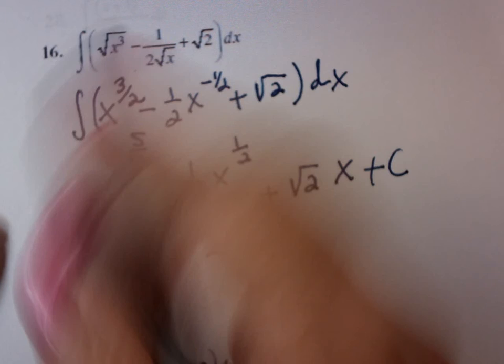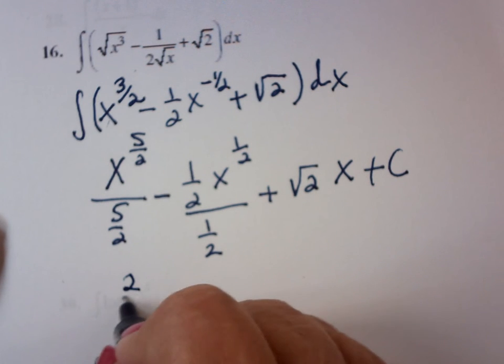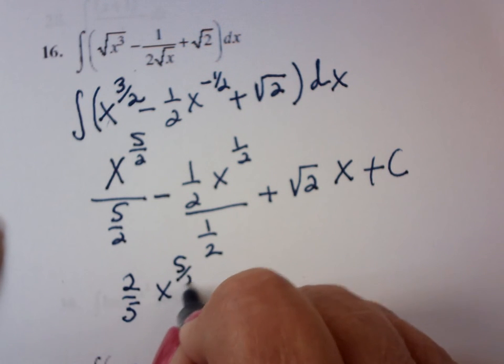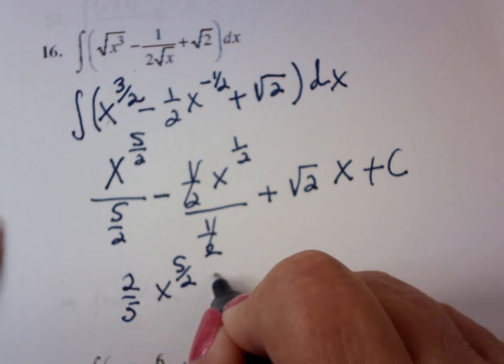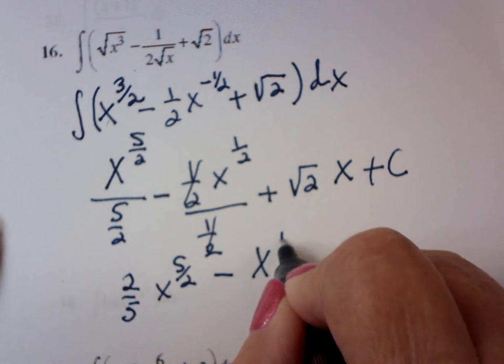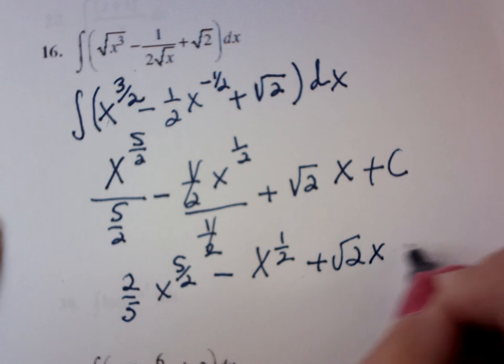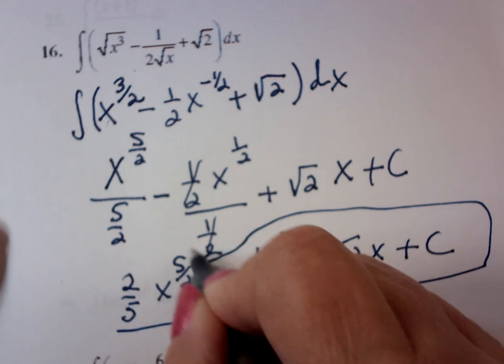So now I need to simplify. The 5/2 flips to 2/5, x to the 5/2. The 1/2 reduces out. So there's your answer.